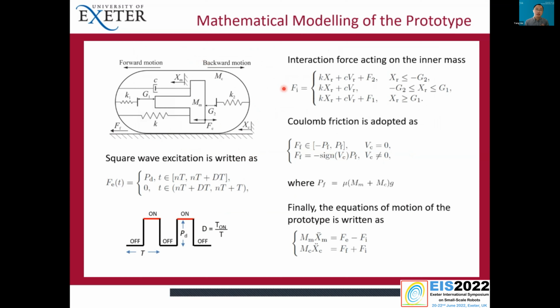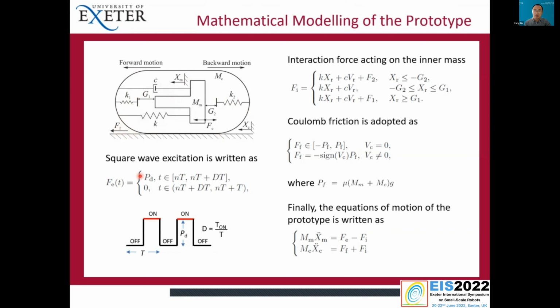In order to understand the dynamics of the prototype, we developed this mathematical model. If you look at this picture, we have an inner mass, which is the shaft of the robot, and it's connected by a linear spring K and damper C with the capsule. K1 is the front constraint, and K2 is the backward constraint. And then the whole system is under Coulomb friction.